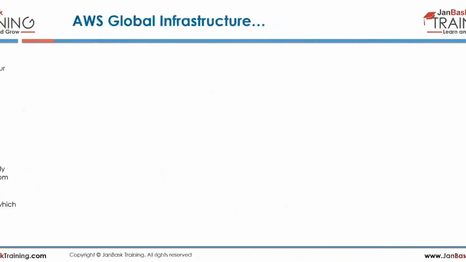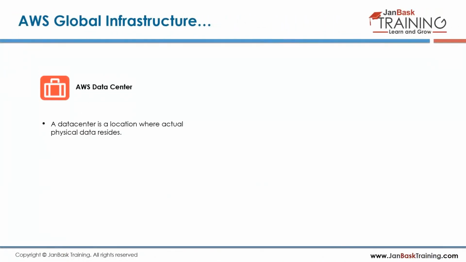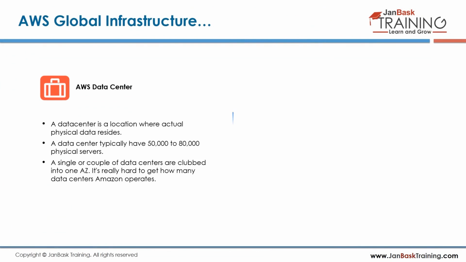So I talked about the AWS data center. A single data center typically has 50,000 to 80,000 servers. Now imagine the scale of it. You have 80,000 huge servers. A single server can probably run your small to medium enterprise, and you have 80,000 of those in a single data center. And each region has how many availability zones?